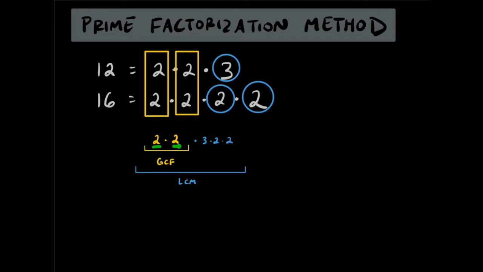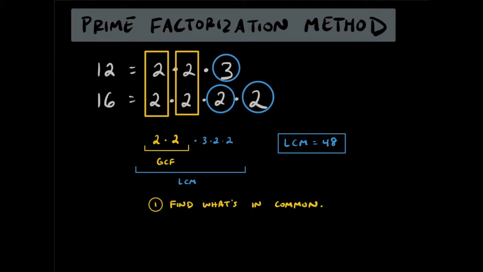So 2 times 2 is going to be 4, times 3 is 12, times 2 is 24, times 2 is 48. Here we find the LCM is 48. Notice how we didn't have to list out any multiples and we were able to just use the prime factorization. Not only were we able to find the least common multiple quickly, but we were also able to find the greatest common factor along the way. Simply put, we first find what's in common and multiply them by the rest of the numbers. This method is much more useful for larger numbers.